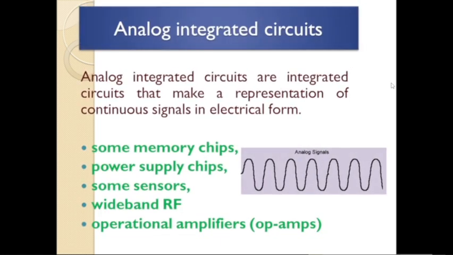Analog integrated circuits are integrated circuits that make a representation of continuous signals in electrical form. So the output waveform of analog circuits is going to be a continuous signal. Some of the examples are memory chips, power supply chips and sensors, wideband rectifiers, and especially a good example is operational amplifiers. In this class we are going to study especially operational amplifiers.